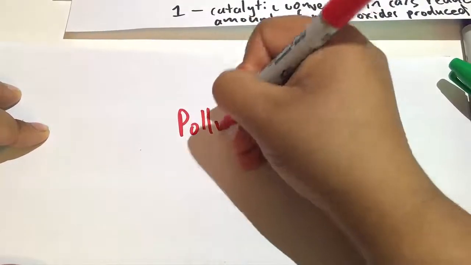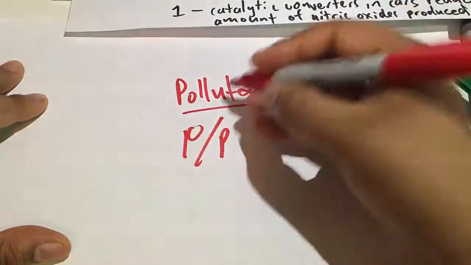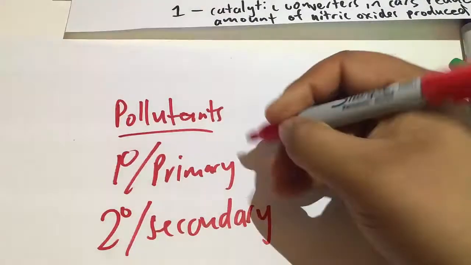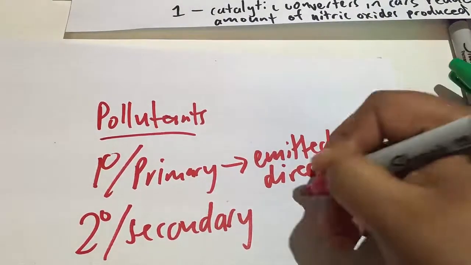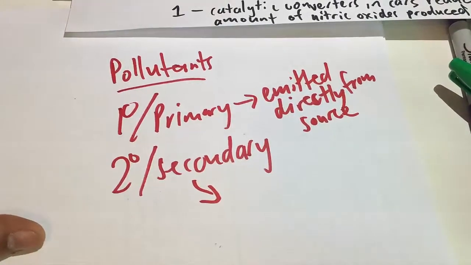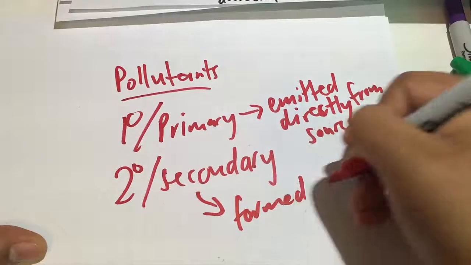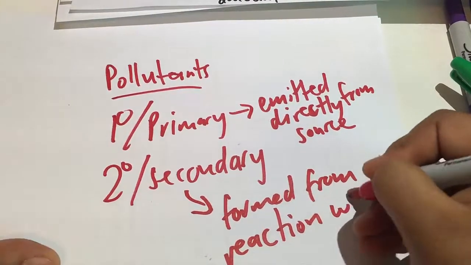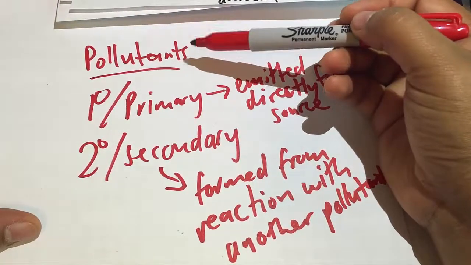There's one more thing I just wanted to mention, and that's about pollutants in general. So when we talk about pollutants, we can classify them into primary or secondary. And primary just means that they were emitted directly from a source, whereas secondary means that they had to be made from another pollutant, so formed from reaction with a primary or another pollutant. So often you get questions asked about, is this a primary or a secondary pollutant?